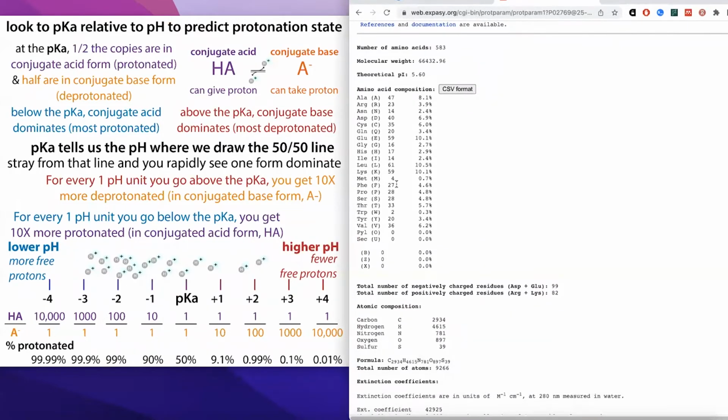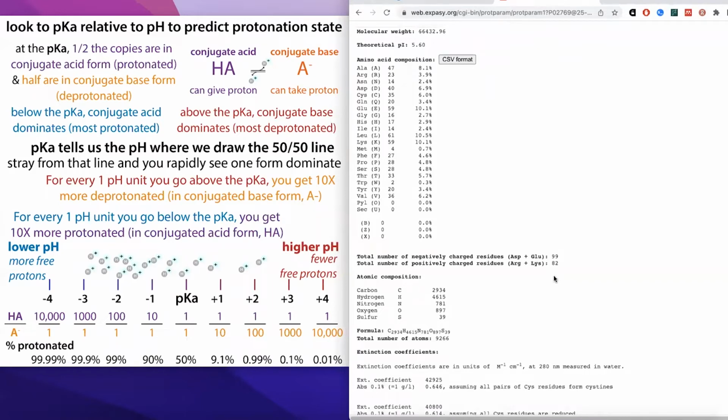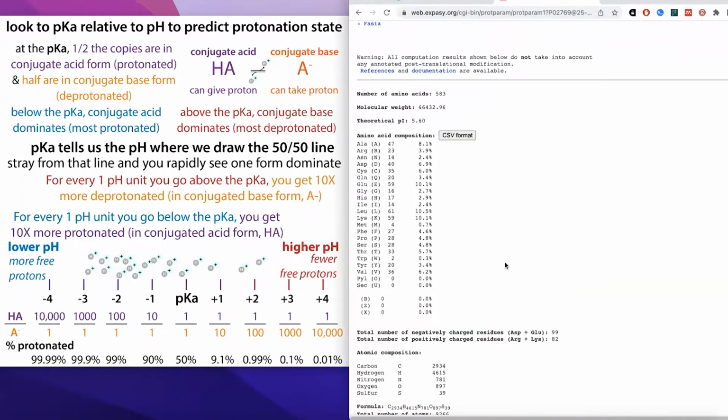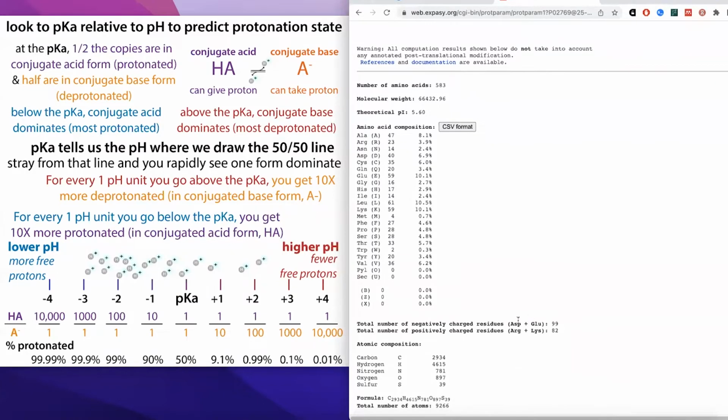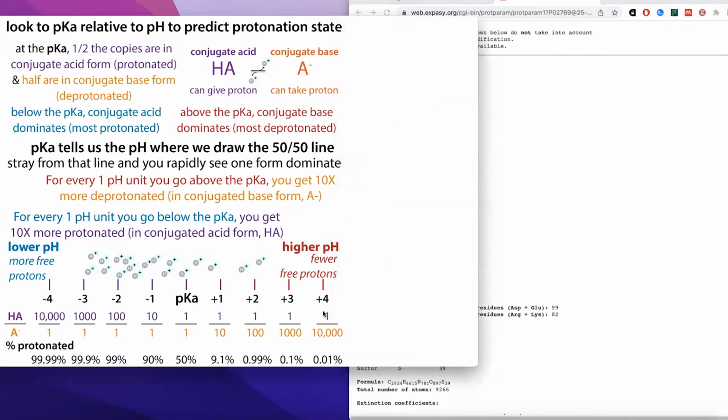And if we were to look, we could see that it has 99 negatively charged residues and 82 positively charged residues. And I'm assuming that they're just determining this based on whether they could be positive or negative. I'm not exactly sure. I think it just measures the Asp plus Glu and the Arg plus Lys, because these guys are going to be most likely to be positively charged, and these are going to be most likely to be negatively charged. When it comes to histidine, it's more wishy-washy.